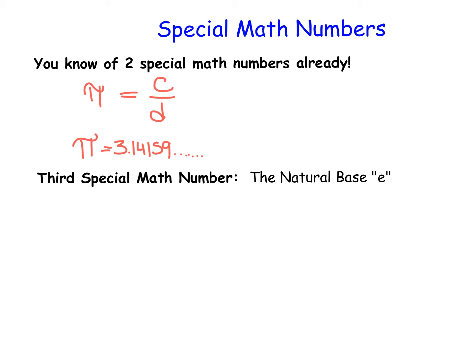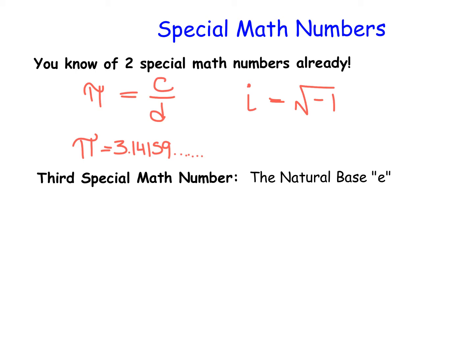The other special math number that you're used to is the special math number i, which is equal to the square root of -1. And we used that when we had square roots of negative numbers so that we could simplify them and they represented a specific number. So we've already learned about special math numbers in our past, and e is just another one of those special math numbers.